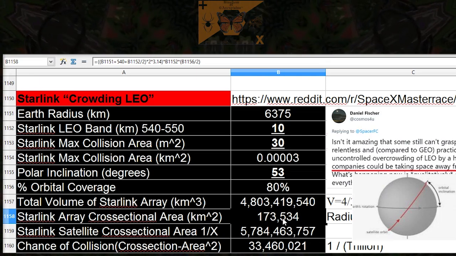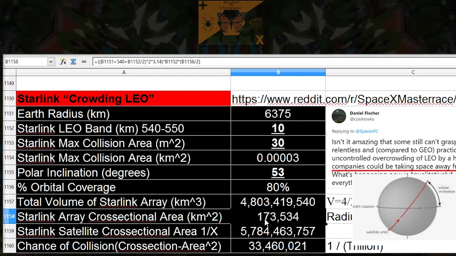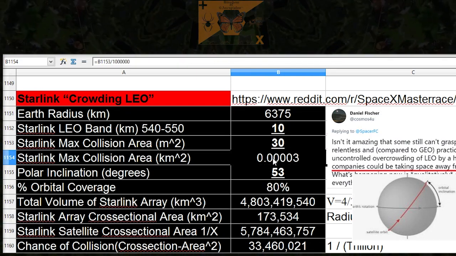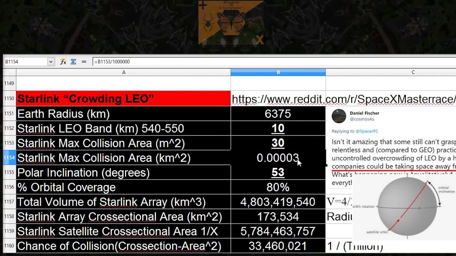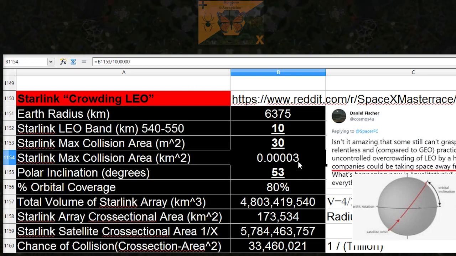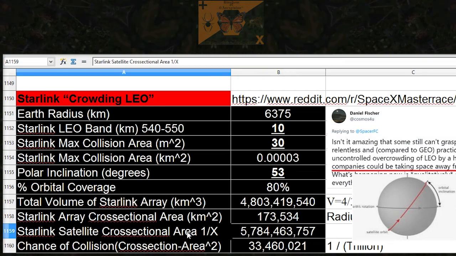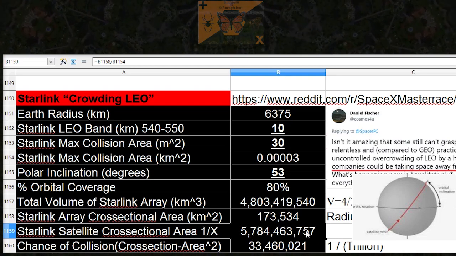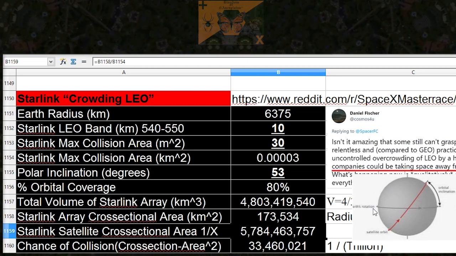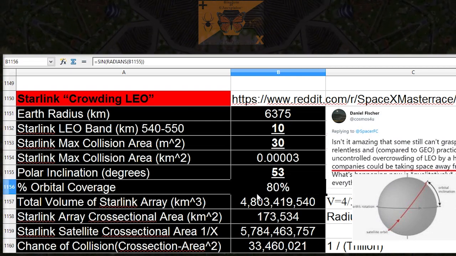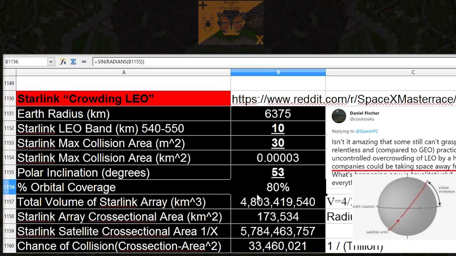So anyway, after that whole long explanation, the end result is 173,500 square kilometers. Now, that doesn't sound like much, but this is how many square kilometers our Starlink satellite is. So you have to divide by 0.000003, and the Starlink satellite turns out to be 1/5.8 billion of that cross-sectional area of the Earth. Now, we're not done yet. It's much higher than 1/5.8 billionth.